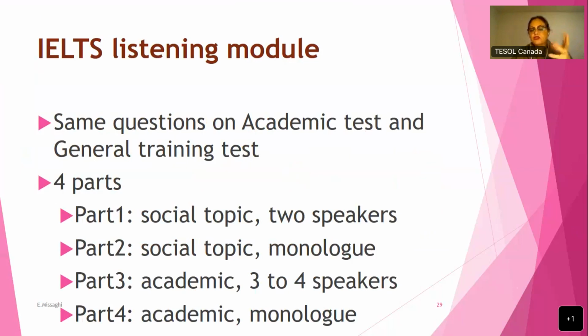Part 3, 3 to 4 speakers talking about an academic topic, like they're talking about a university project or about different lessons at school. Part 4, academic monologue. So a teacher or a professor is talking about, for example, an issue in physics or in biology, or something about the library of the university or different parts of the university campus. So it's academic.